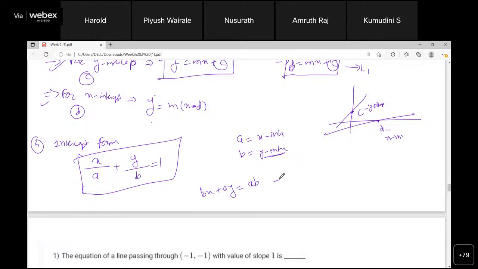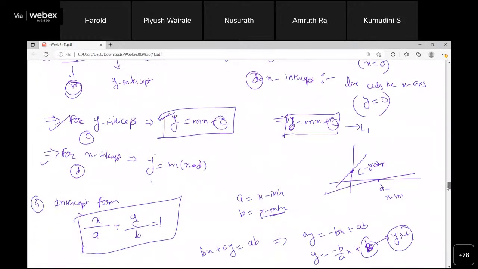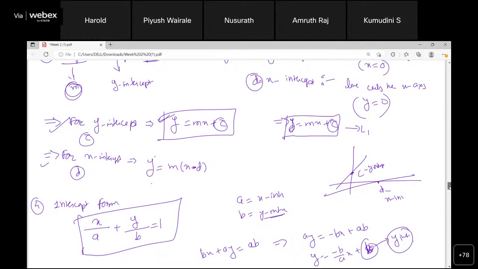And if you simplify this, what will you get? ay equals minus bx plus ab, so y equals minus b by a x plus b. If I compare with y equals mx plus c, b is my y-intercept, and minus b by a is my slope. You can use any formula, but depending on the condition given in the question, you can choose. So these are the four simple ways in which we can find the equation of a line. Any doubt in this part?